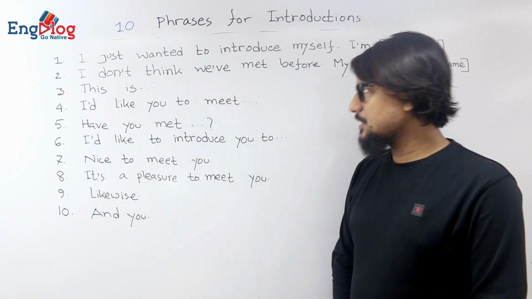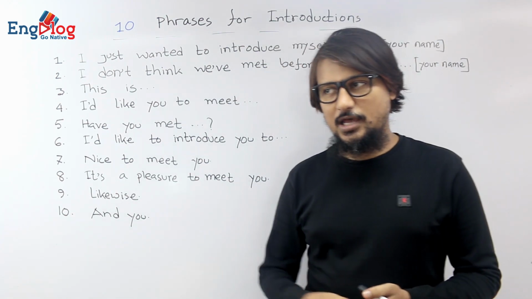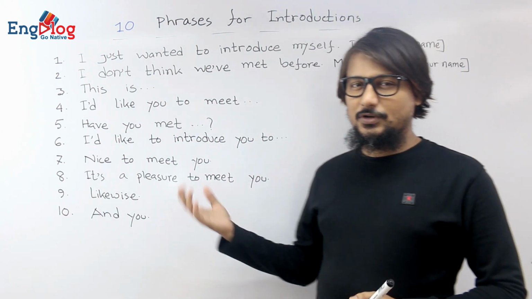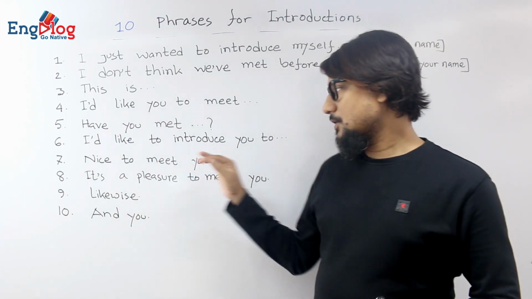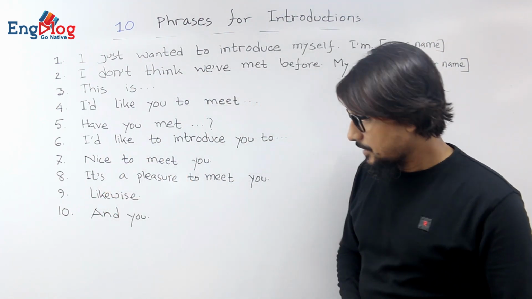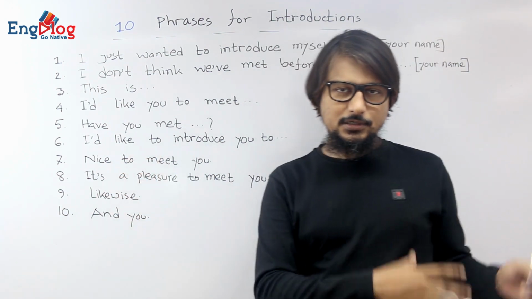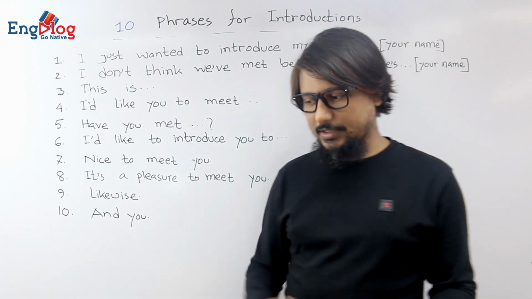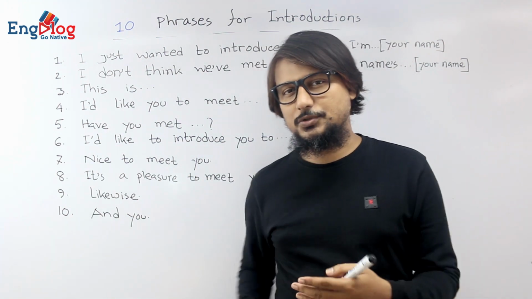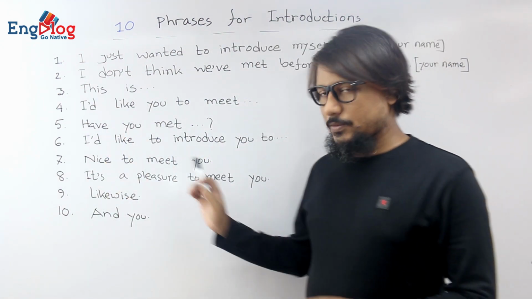Number seven, nice to meet you. Well, nice to meet you is usually not used at the very beginning of an introduction, right? It's a kind of saying goodbye. We will talk about it later. And number eight, it's a pleasure to meet you. You can say that. These are phrases that are used when we just end our meeting or introduction, when we are about to leave, about to say goodbye. We're going to talk about it later.